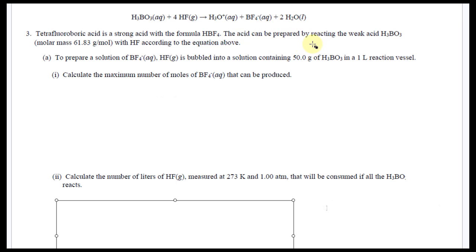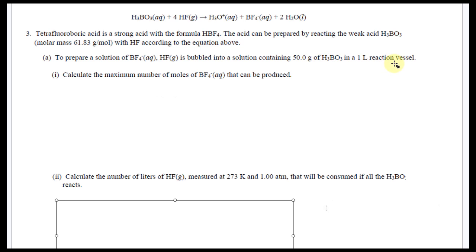The acid can be prepared by reacting the weak acid. So we start with a weak acid, H3BO3, boric acid. They give us its molar mass, and it's reacting with a gas according to the equation above. To prepare a solution of our super strong acid, HF is bubbled into a solution containing 50 grams of boric acid in a 1 liter vessel.